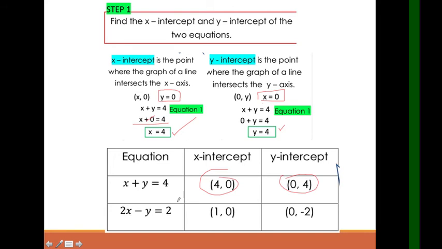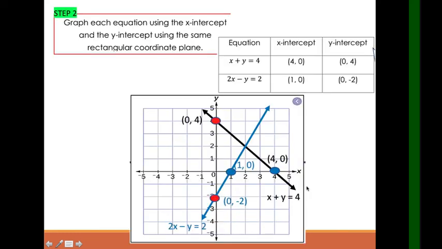Same with this. We have 0 for the y, and this will become 2x equals 2, and 2 divided by 2 is equal to 1. That's correct. If x is equal to 0, then negative y equals 2 becomes y equals negative 2. That's correct also.